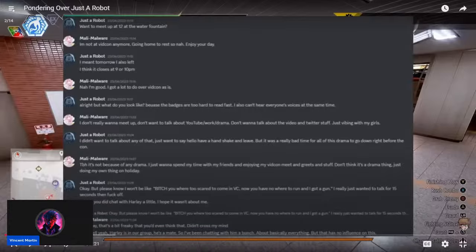All right, but what do you look like? Because badges are too hard to read fast, and I can't hear everyone's voices at the same time. I don't really want to meet up. Here's the second indication that he should have taken to lay off. She does it for the way he structured it. I don't want to see, but this gives him an opening.